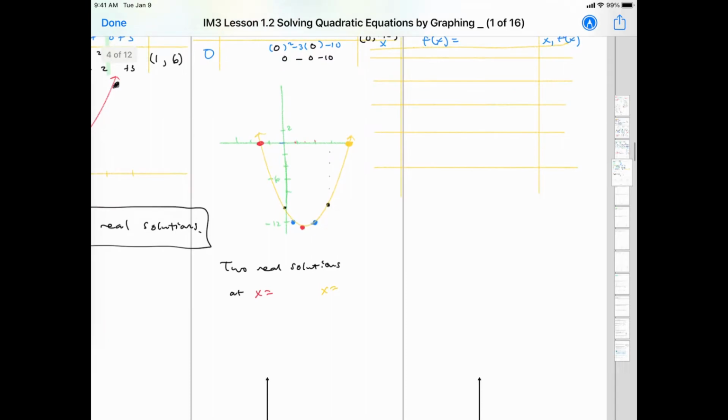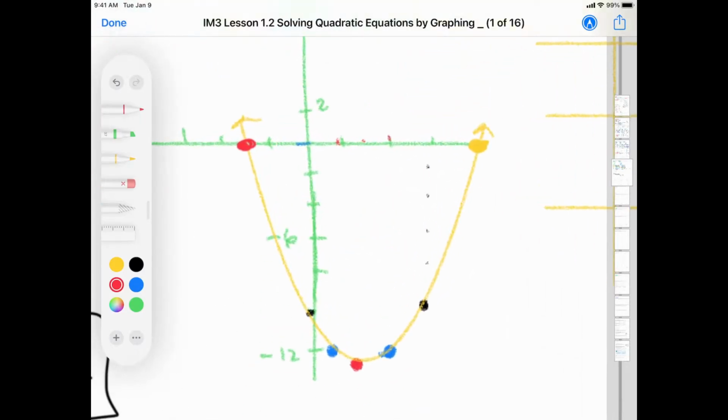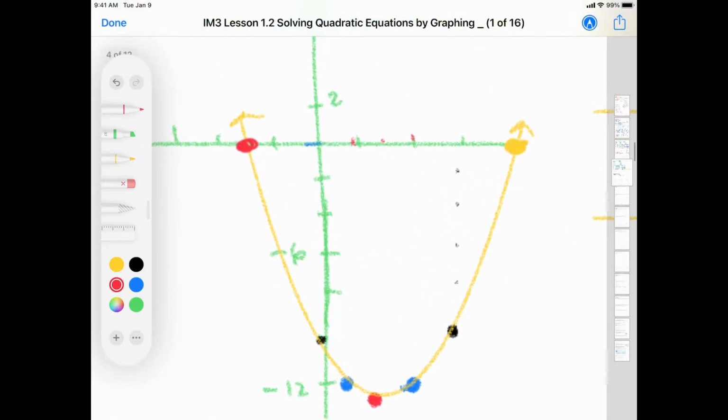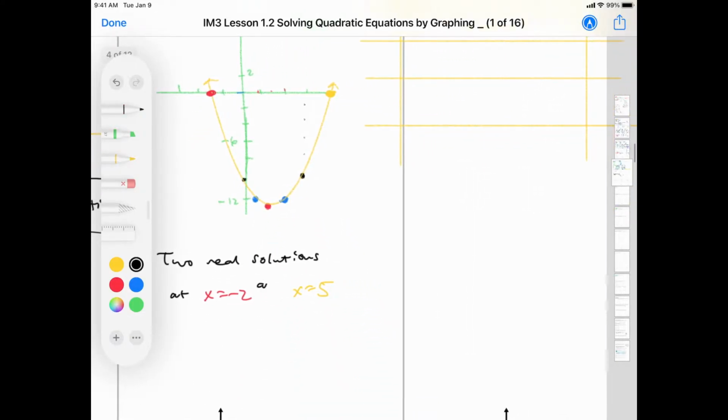Okay, so that red one, yellow one's 5, red was negative 2. You can see that was my estimate, my guesstimate, and we actually found what it was. And there's the answer.